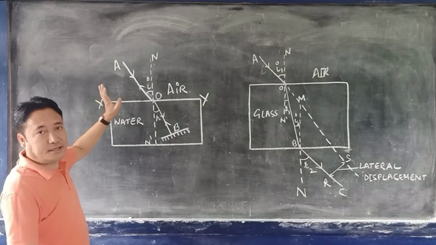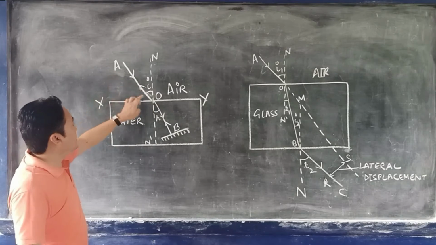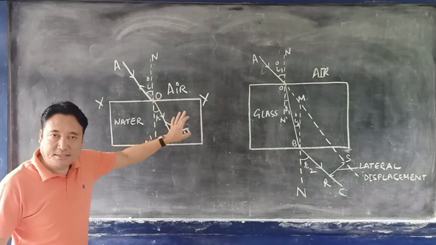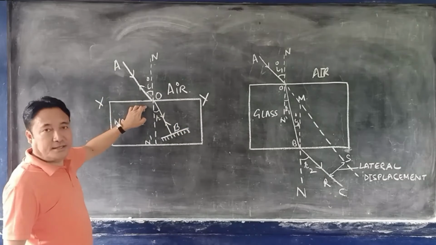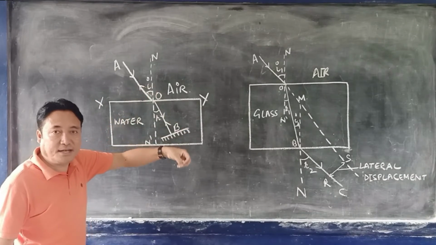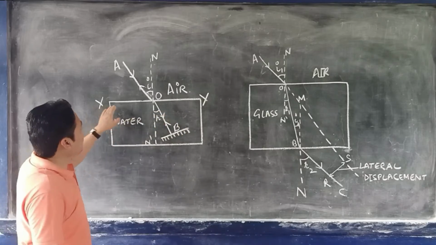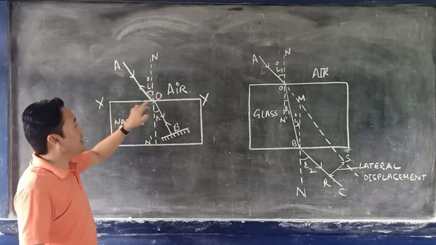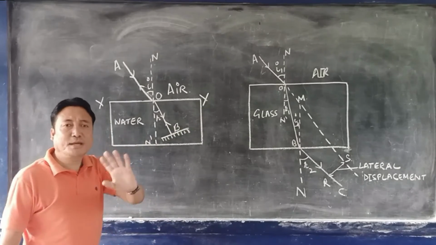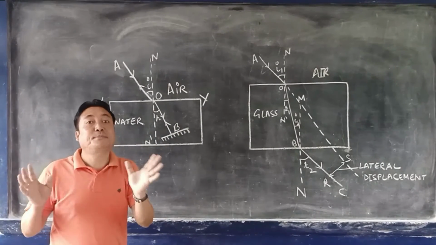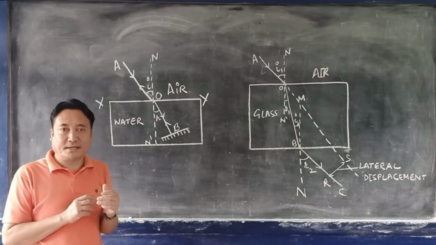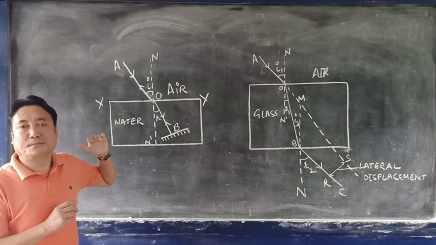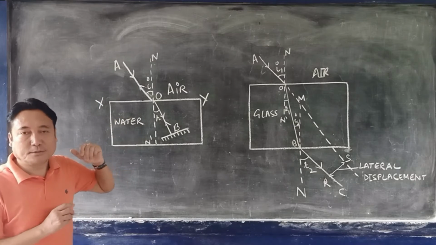Now let us consider a ray of light AO incident at point O, on the surface XY separating the two media, air and water. XY is the separating surface. The ray of light is coming from air and entering water.